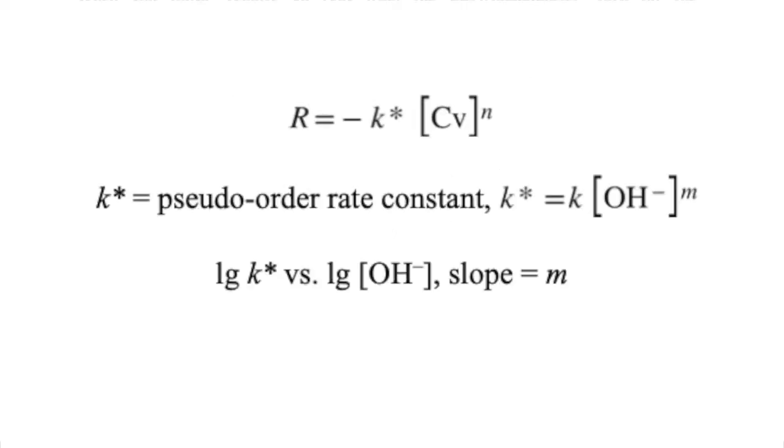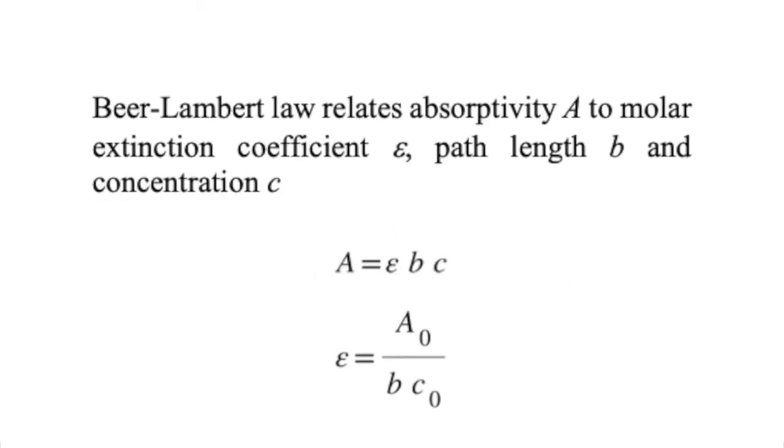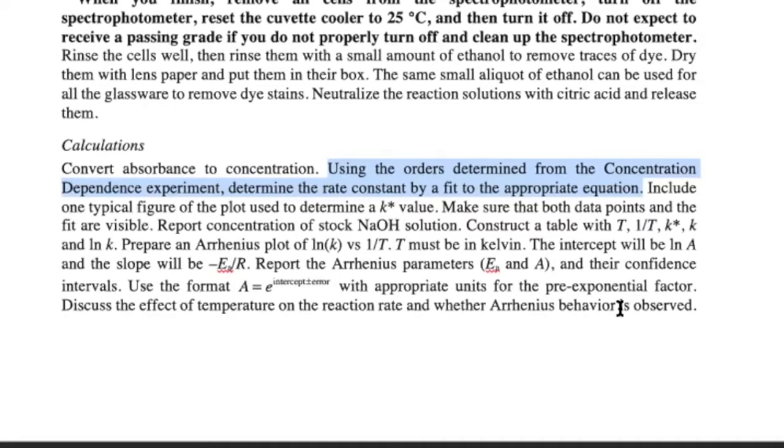I'm going to give you a new value of A naught and C naught. So we're going to calculate a new epsilon value, and then use that to convert our absorbances to concentration. Then we're going to prepare an Arrhenius plot: ln k versus 1 over T, with temperature in Kelvin, of course. The intercept is the log of the pre-exponential factor, and the slope is related to the activation energy. All right, so let's take it to Igor.